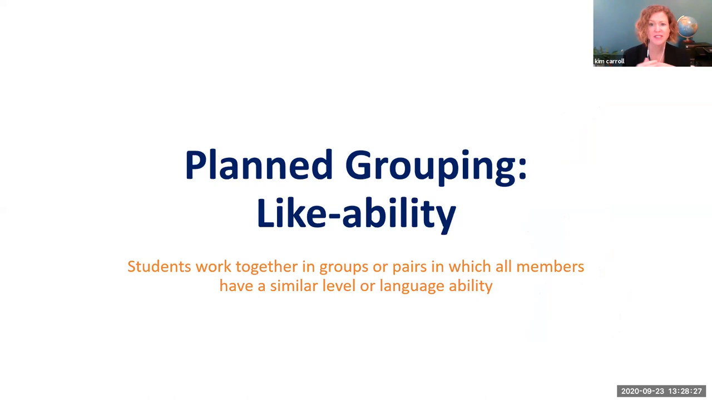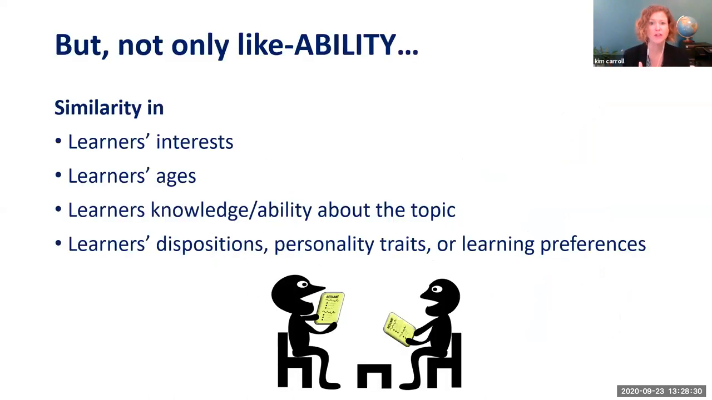On the next slide, you'll see some different ways that we might group students in similarity groups. You might group them by their interests, by their ages. Maybe you want to group them by their knowledge or ability about a certain topic. Or maybe you want to group them by their dispositions, their personality traits, their learning preferences, their multiple intelligences. There's a lot of different ways to group students into like groups beyond just ability. So keep that in mind as we move forward.